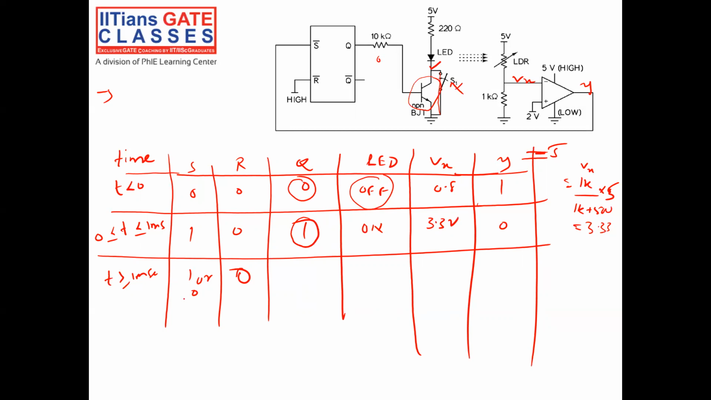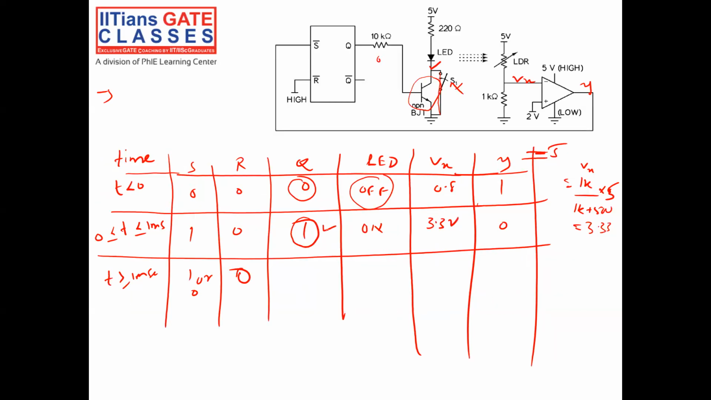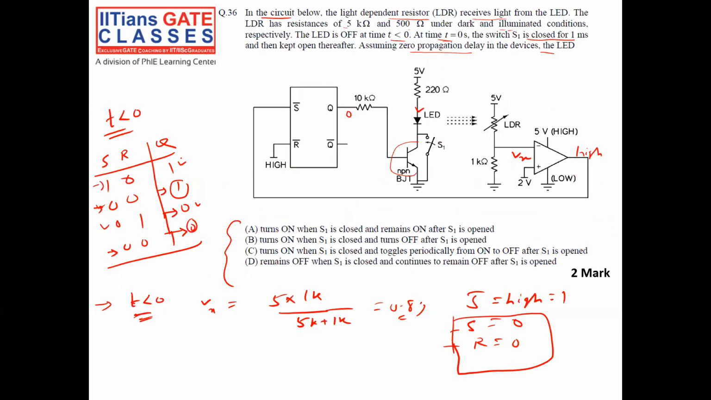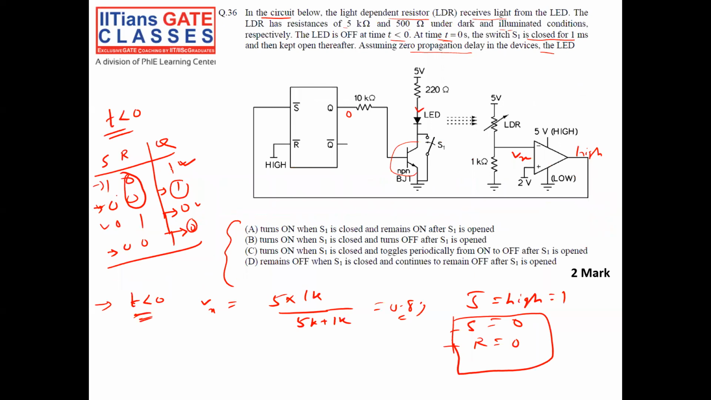Irrespective of S equal to 1 or 0, what will my output be? Presently my output is 1, and R is always 0. Irrespective of S equal to 1 or 0, presently my output is 1, from 0 to 1 millisecond. When output is 1, S is equal to 1 and R is 0. So when output is 1, S is 1, R is equal to 0, right?